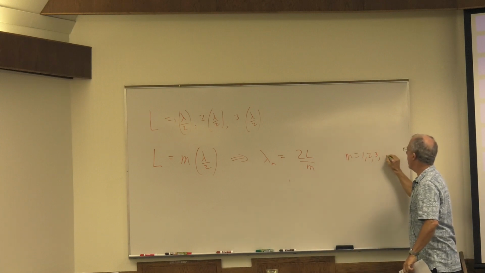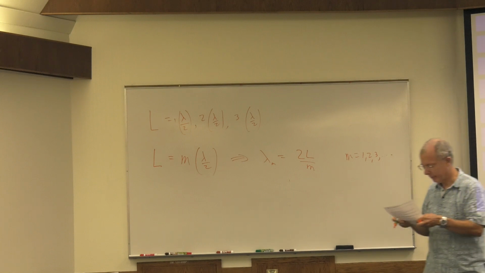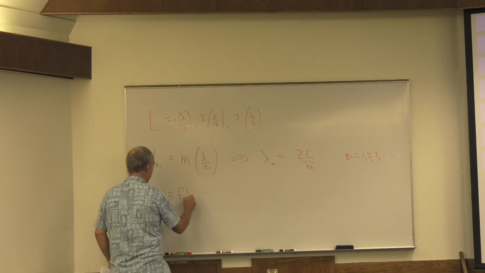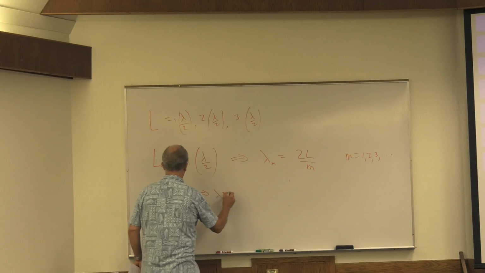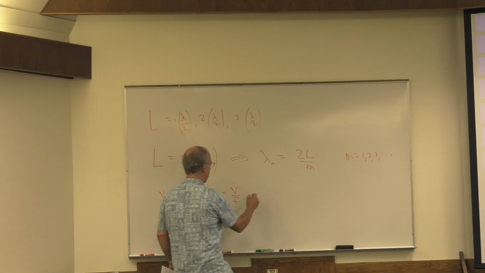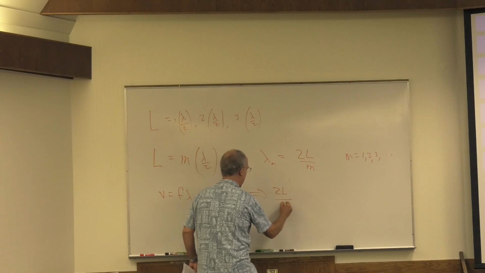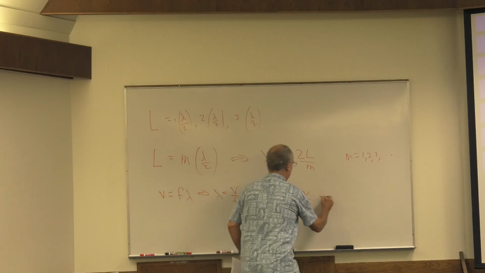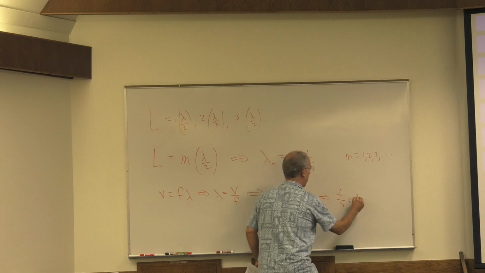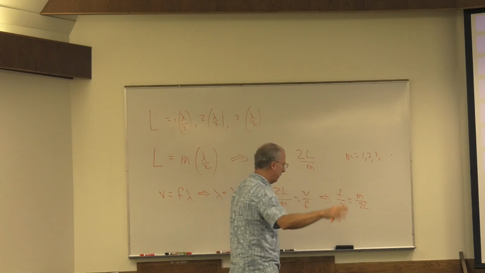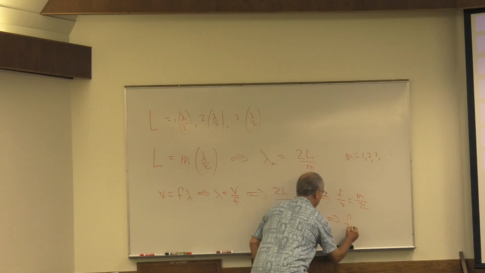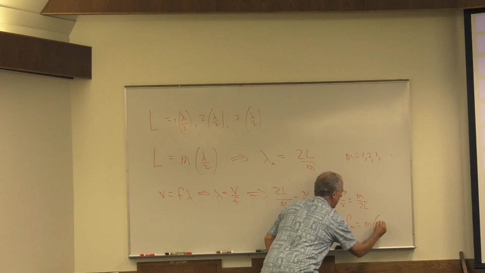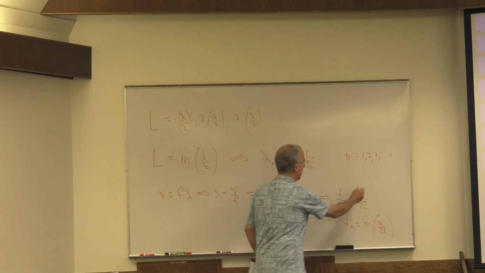By the way, M is not always going to be 1, 2, 3. We'll see that in a minute. So you got to be careful. Then we have, just like last time, V equals F lambda, so lambda equals V over F. Therefore, 2L over M equals V over frequency. Then we flip it, and we get F over V equals M over 2L. Then we get rid of the V. We just want F. So F with a subscript M equals M times V over 2L. Ta-da! Where M is this.